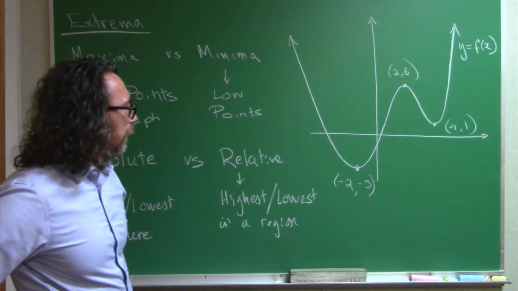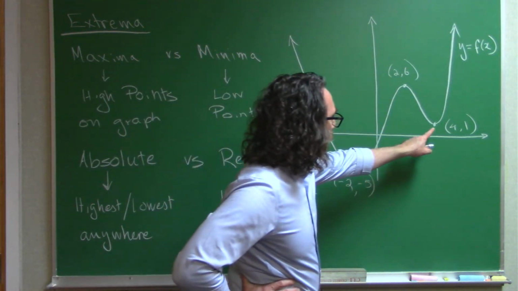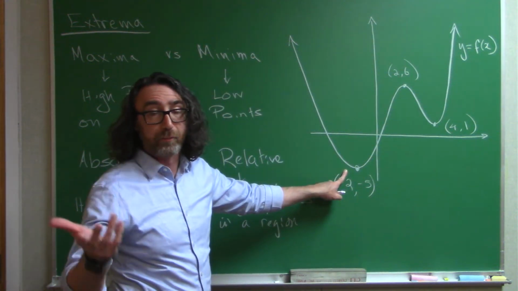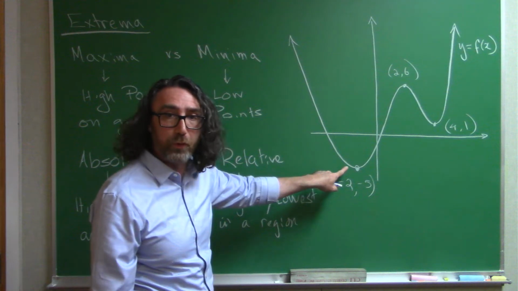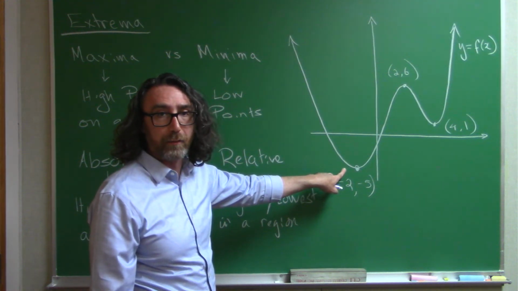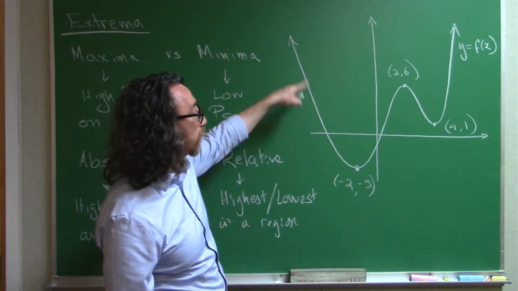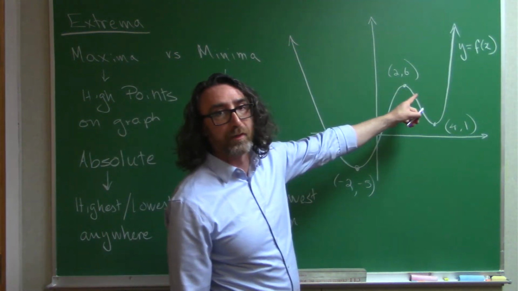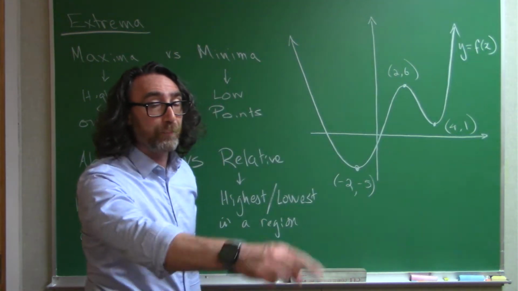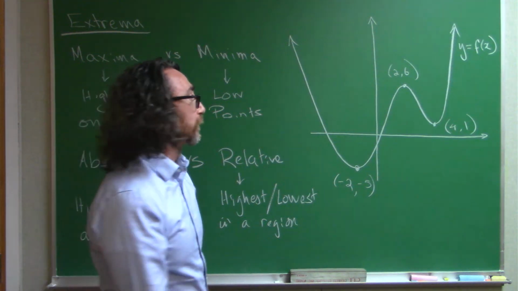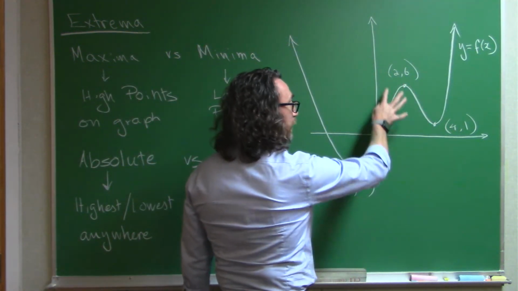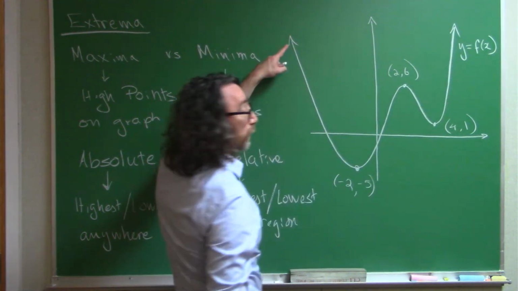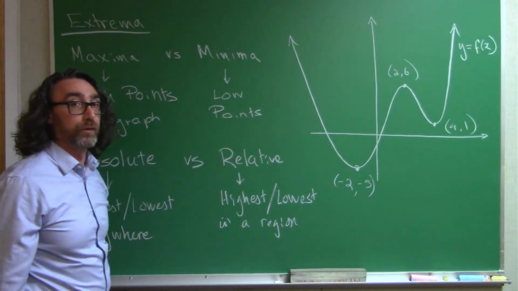Okay, so these guys are both relative mins. This guy is an absolute min. This is the lowest point anywhere on the graph. This is a relative max, but not an absolute max. It's the highest point in this neighborhood, but as we can see over here, the graph is higher as well as over here.